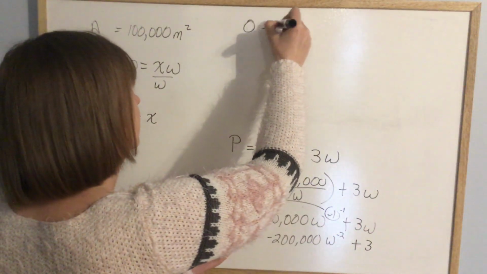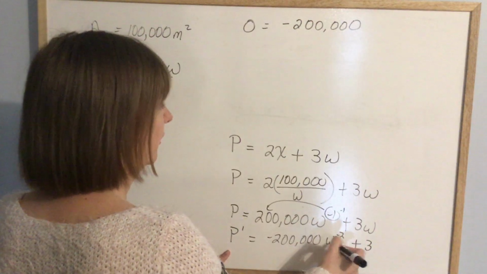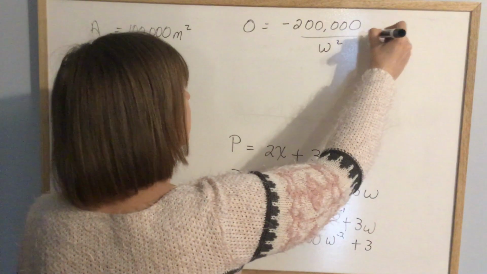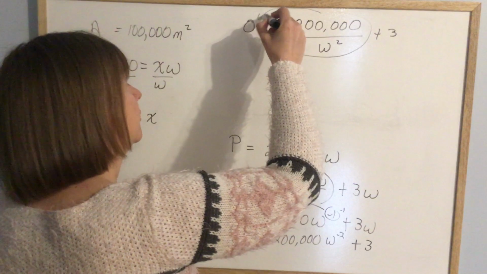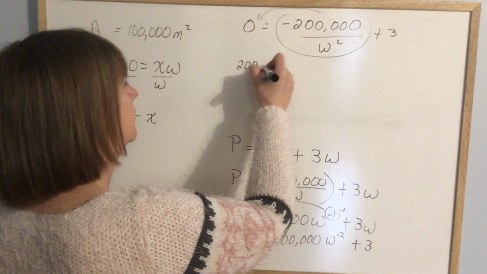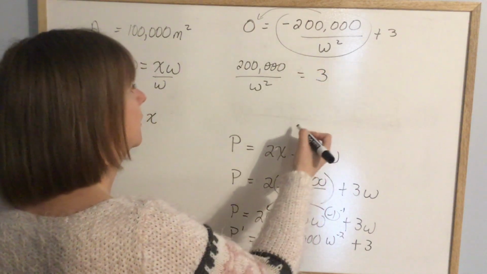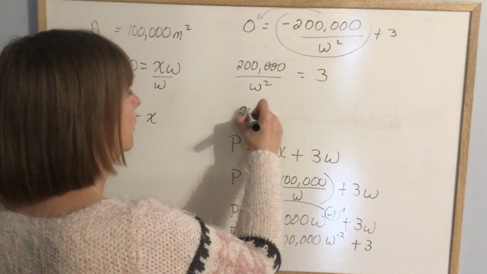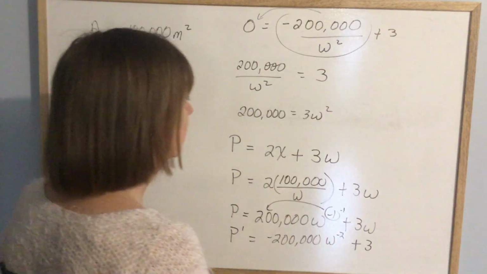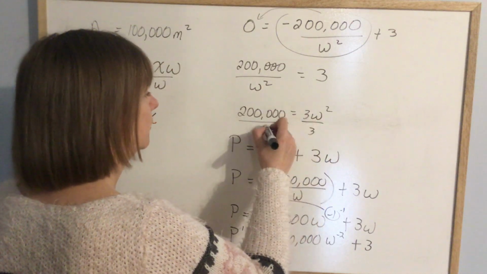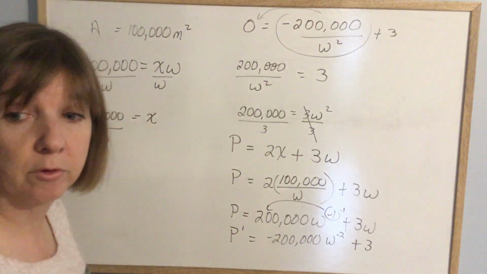So 0 is equal to negative 200,000. I'm going to move this back down to over w squared plus 3. So I'm going to take this whole thing, I'm going to move it over here, and I'm going to have 200,000 over w squared is equal to 3. I'm going to multiply both sides by w squared, so I have 200,000 is equal to 3w squared. I'm going to divide this side by 3. I'm going to divide this side by 3. So I just have w squared is equal to 200,000 over 3.